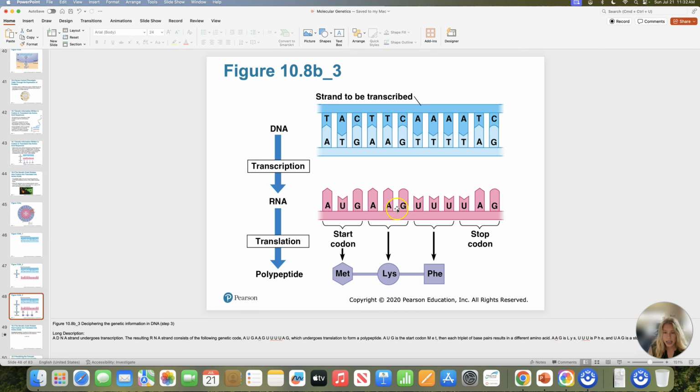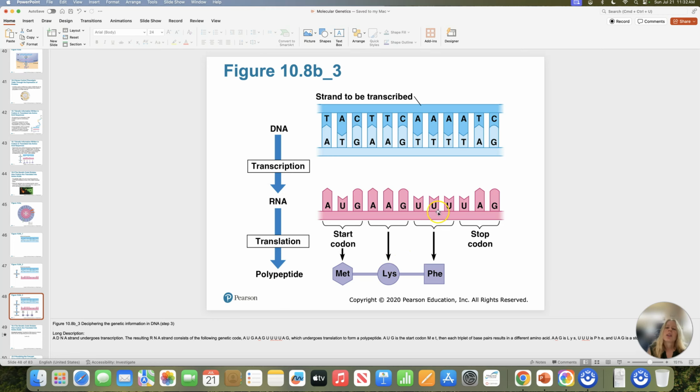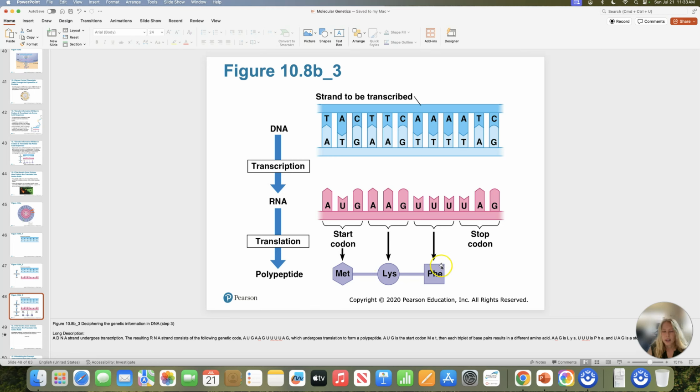Our next codon is AAG. We're going to take a look at this here, AAG. That gives us lysine or LYS, which is what they have here. Our third codon is UUU. So we're going to go back. UUU. That gives us phenylalanine or PHE, which is what they have there.